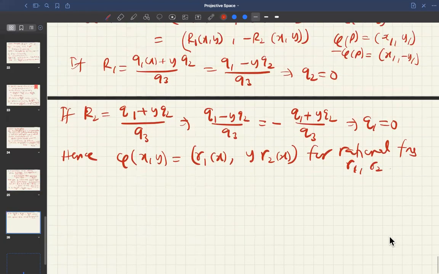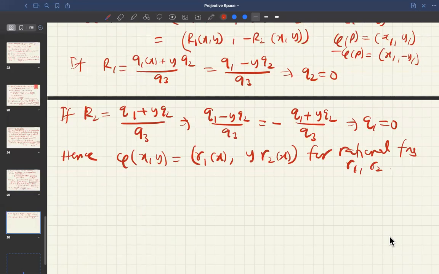Though we started with this phi as a rational function, the first coordinate is just a rational function. The coordinate of x is just a rational function in terms of x, and the other is y times a rational function in terms of y.